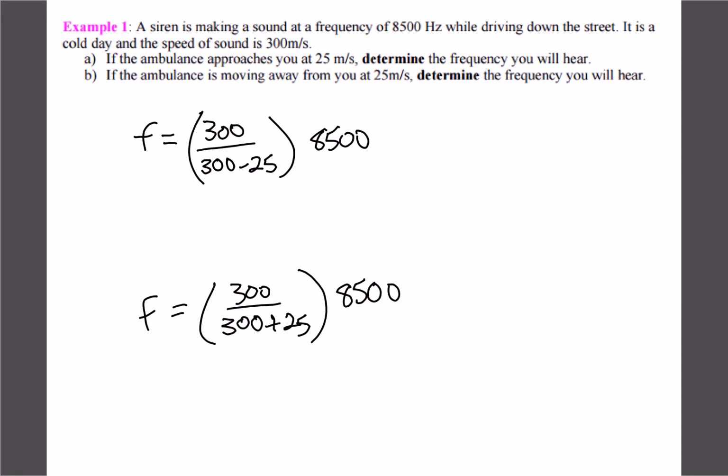So we just do those two calculations, and you see they're similar answers, but not quite the same. So 300 divided by 300 minus 25, times 8,500. We should get a higher frequency because it's moving towards us. So we get approximately 9273.